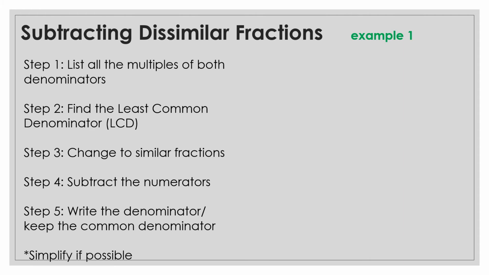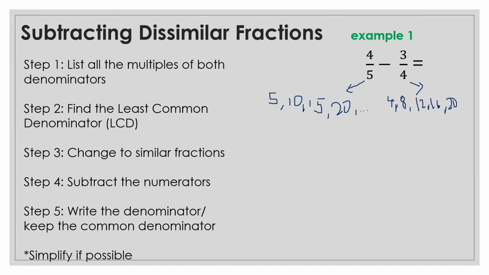Next part of the lesson will be subtracting the dissimilar fractions. So again, we have steps to follow. Example, 4/5 minus 3/4. Step 1, list all the multiples of both denominators. So the multiples of 5 are 5, 10, 15, 20, and so on. The multiples of 4 are 4, 8, 12, 16, 20, and so on.